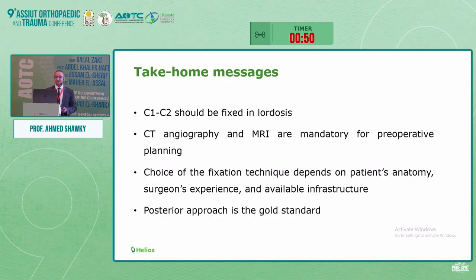My take-home message: C1-2 should be fixed in lordosis. Just for our younger colleagues, the angle between C1-2 is about 25 to 30 degrees of lordosis, and you have to correct it intraoperatively more or less to this level. CT angiography and the MRI are mandatory for preoperative planning. Choice of fixation technique depends on the patient's anatomy, surgeon's experience, and available infrastructure. These techniques are more or less standard worldwide, done under navigation, and the posterior approach is the gold standard. Many thanks.